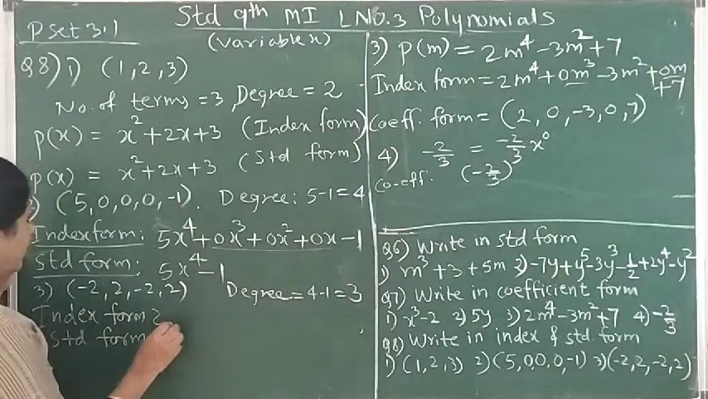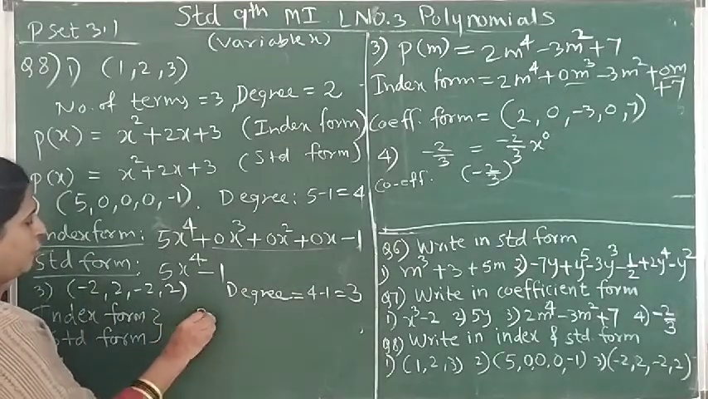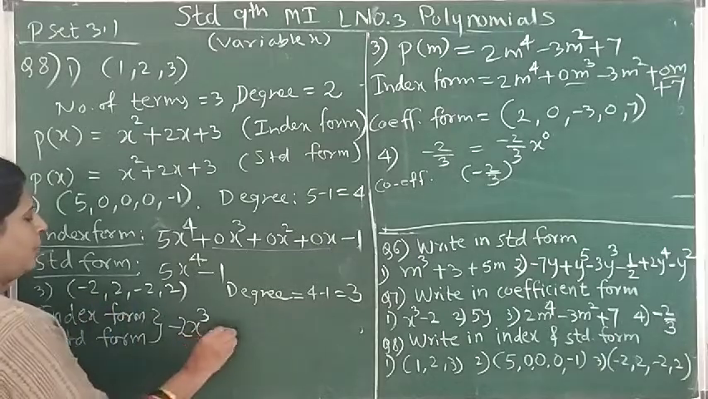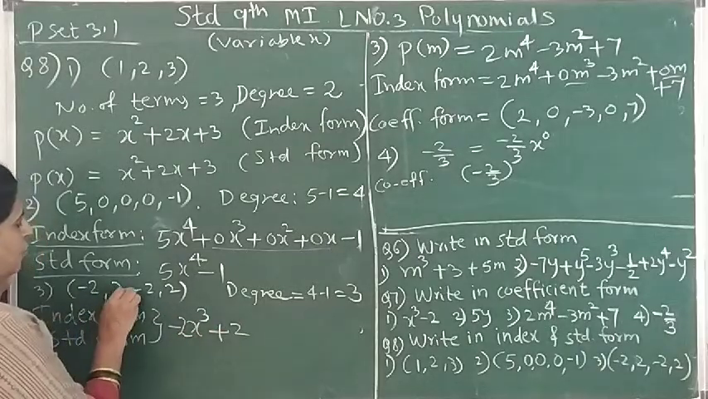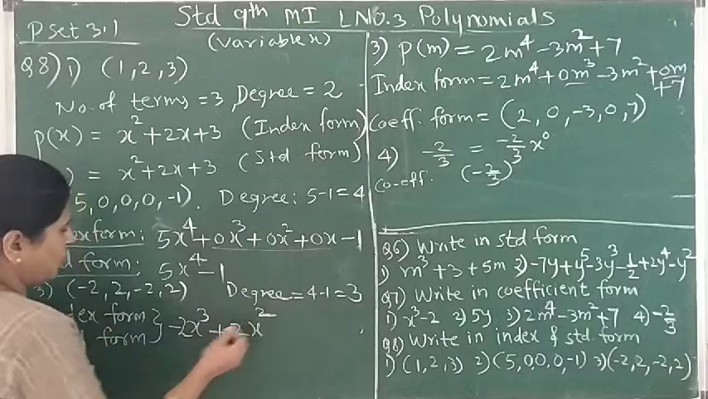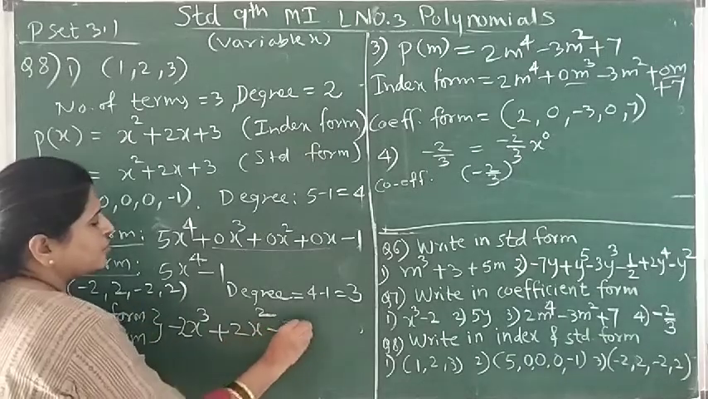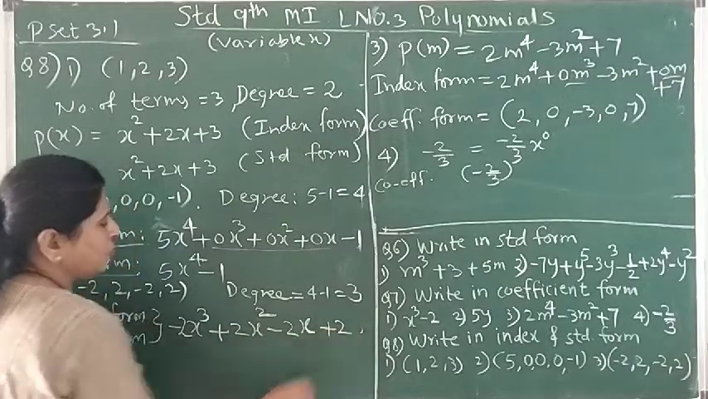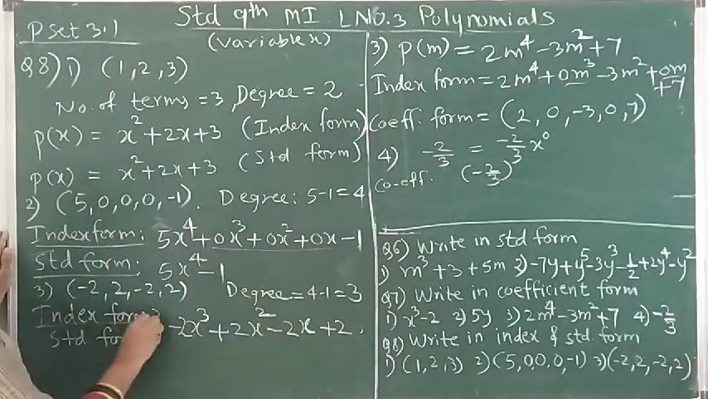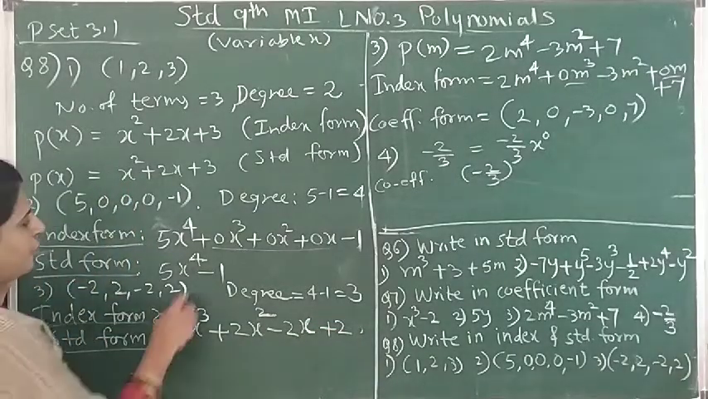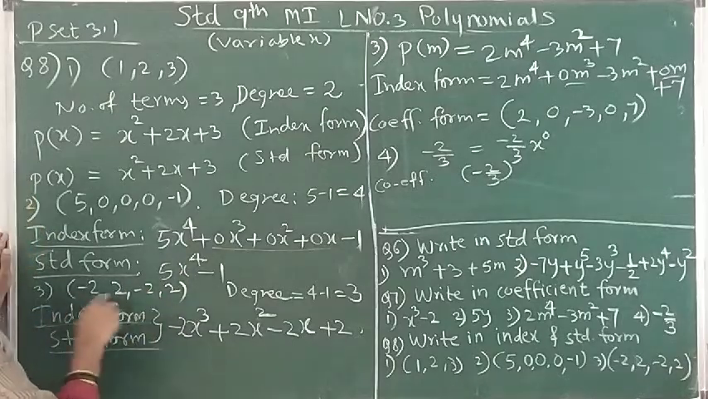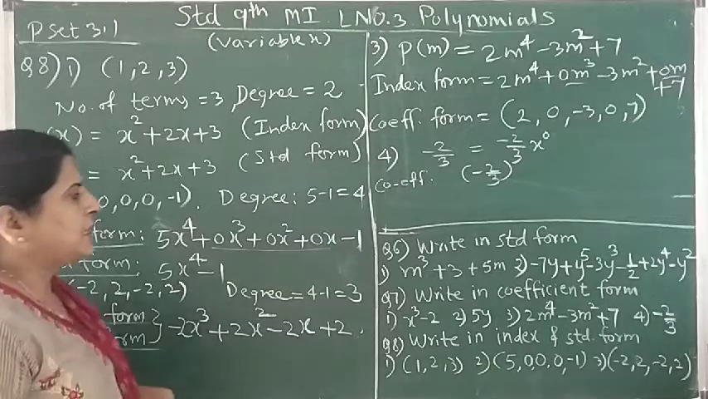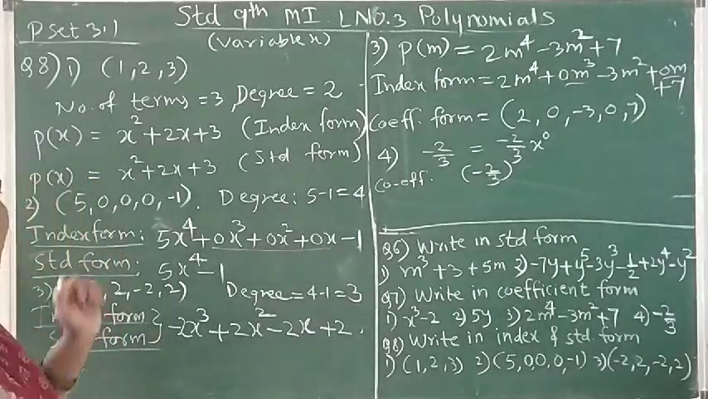So we have to start with x cube, whose coefficient is minus 2. So minus 2x cube plus 2x squared, where 2 is the coefficient of x squared. Then minus 2 is the coefficient of the x term, and the last constant is plus 2. So here the standard form as well as the coefficient form of the given polynomial are the same. Like this we have solved these questions.